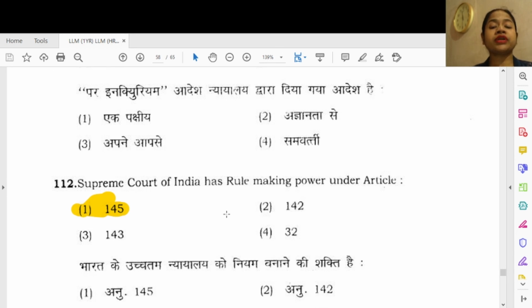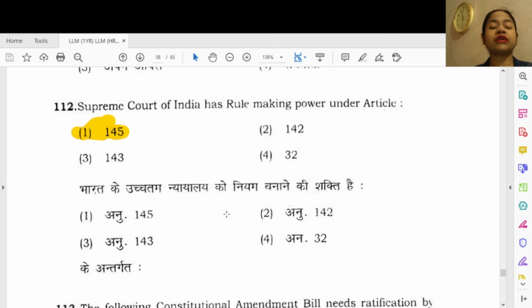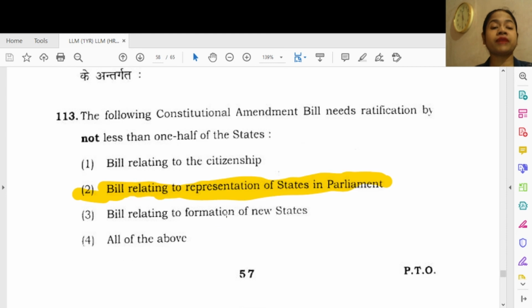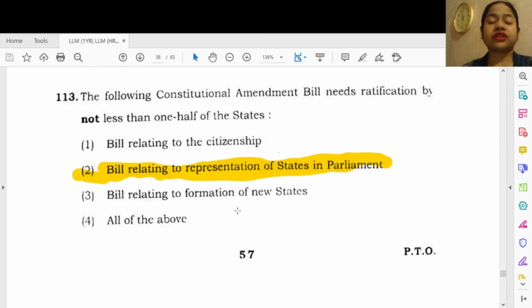112, the Supreme Court of India has rule making power under article, option number 1, Article 145. 113, the following constitutional amendment bill needs ratification by not less than one half of the states. So the correct option is option number 2, a bill relating to representation of states in Parliament. If a constitutional amendment is moved on this subject, then it has to be ratified by not less than one half of the states.